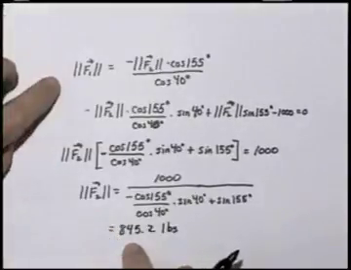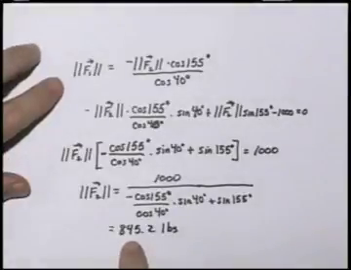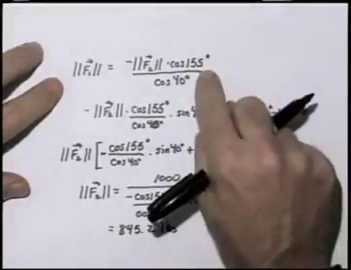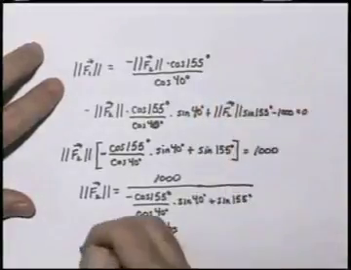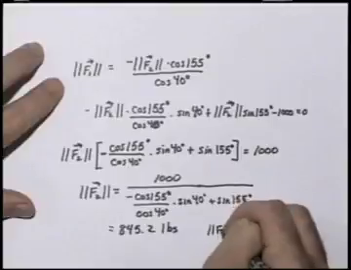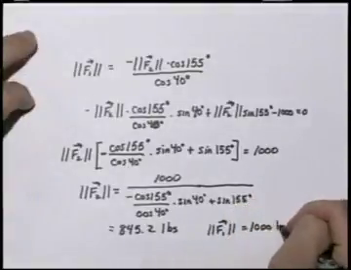Now we can find the magnitude of F1 by substituting the magnitude of F2 into this expression. If we do that, we get that the magnitude of F1 is 1,000 pounds.